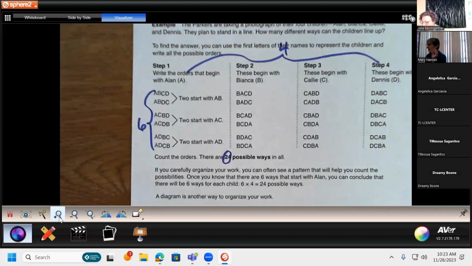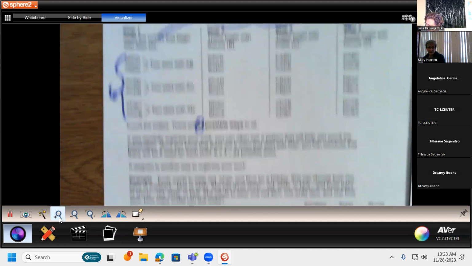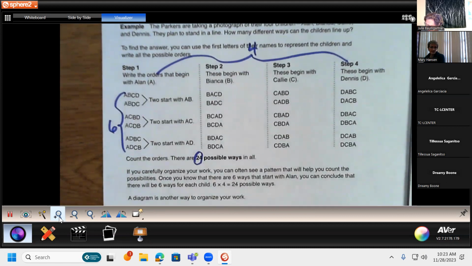Once you get past about 4, it becomes very challenging to write them out because there just get to be so many. But you could actually see a problem which asks you how many ways there are to arrange 3 kids, and that wouldn't take you very long. Okay, so that's one way, just simply making a list.